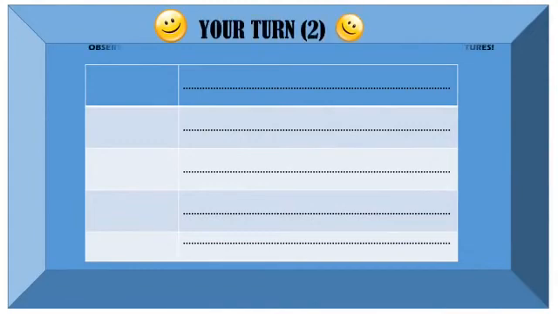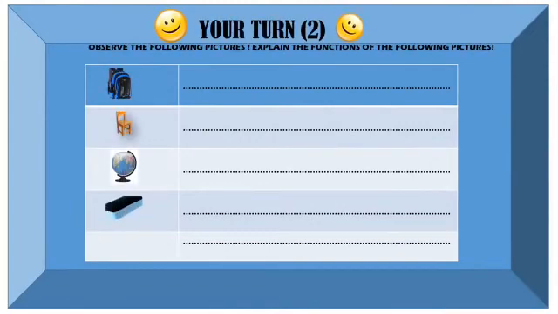What should you do on the second turn here? Well, you must observe the following pictures and explain the function of the things in the pictures. You can explain the function of a bag, chair, globe, eraser, microscope. You can use one of the patterns that we have discussed before. Or if you want to use both patterns, it doesn't matter.